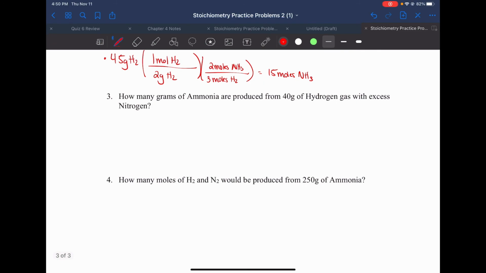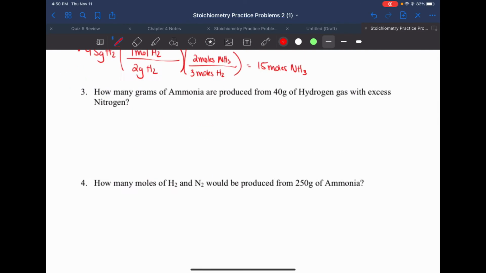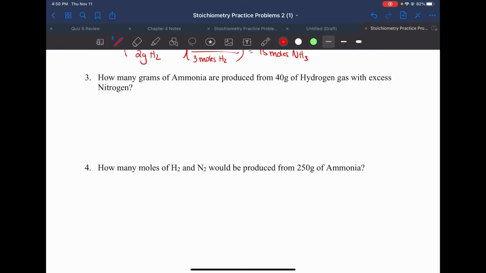All right, 2 more problems. How many grams of ammonia are produced from 40 grams of hydrogen gas with excess nitrogen?